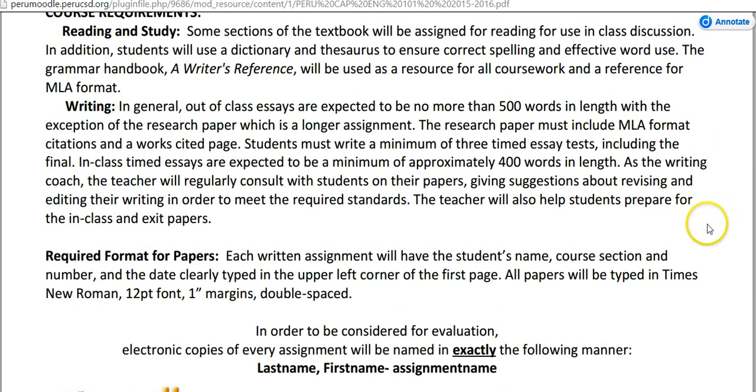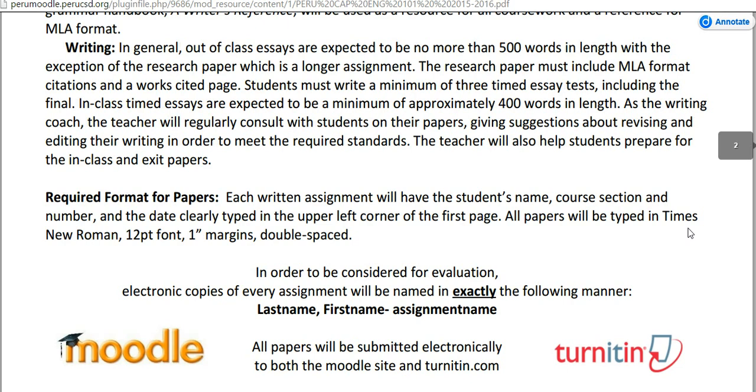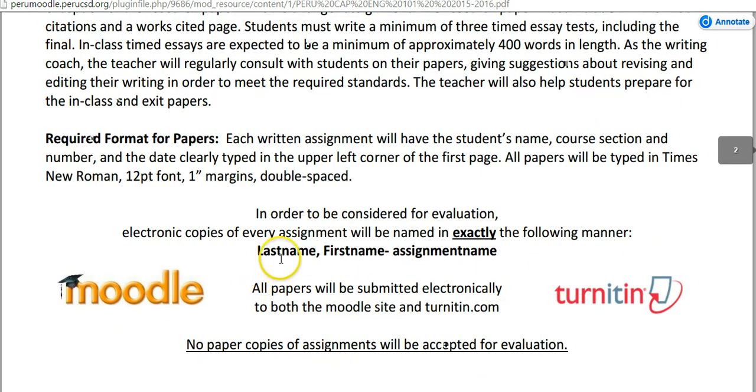It's always Times New Roman, 12 point font, 1-inch margins, double-spaced. Always, always, always. You also will have your name, course section, and the date clearly typed in the upper left corner of the first page. And then you're going to want to make sure you name each of your documents: last name, comma, first name, and the assignment name. We're going to submit our papers to Moodle and also turnitin.com, and I'll show you how to do that. And no paper copies of assignments are accepted.